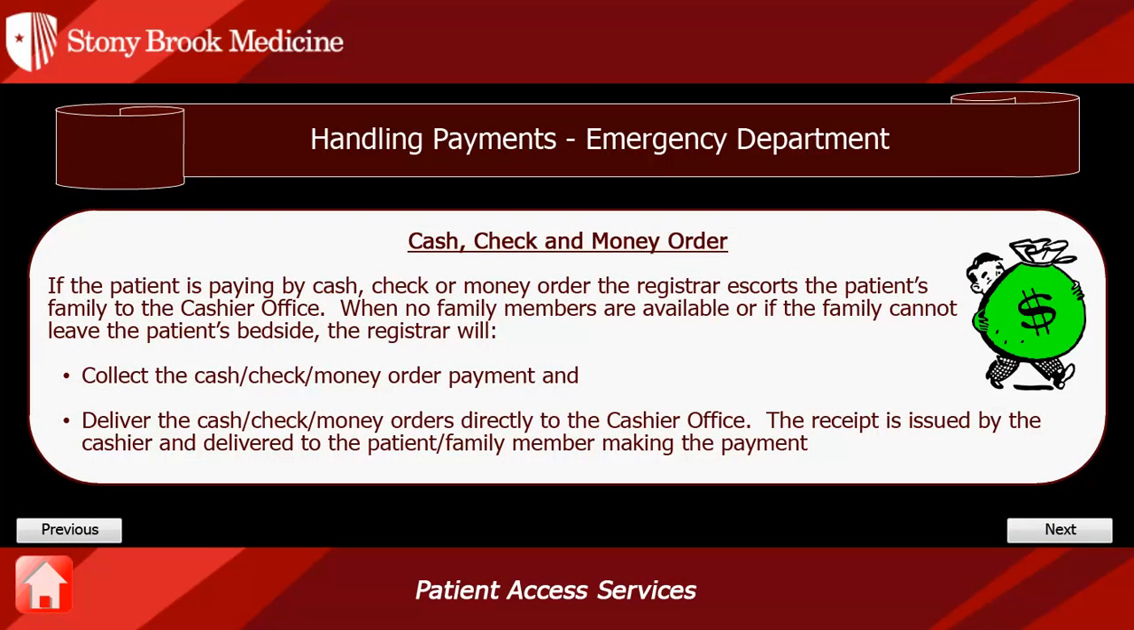Handling payments, emergency department. Cash, check, and money order. If the patient is paying by cash, check, or money order, the registrar escorts the patient's family to the cashier office. When no family members are available, or if the family cannot leave the patient's bedside, the registrar will collect the cash, check, or money order payment and deliver it directly to the cashier office. The receipt is issued by the cashier and delivered to the patient or family member making the payment.